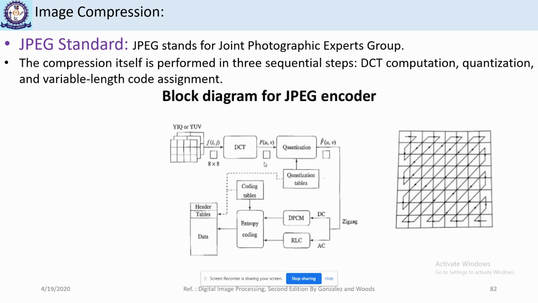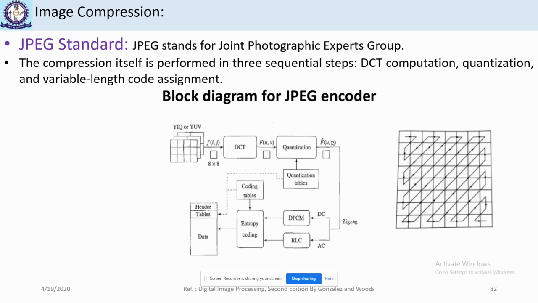Then the DCT coefficients are quantized. In quantization, a predefined quantization table is used. These coefficients are divided by the quantization table, and then the resultant coefficients are truncated or rounded off to the nearest integer. After that, we get f hat uv, that is the output of quantization.